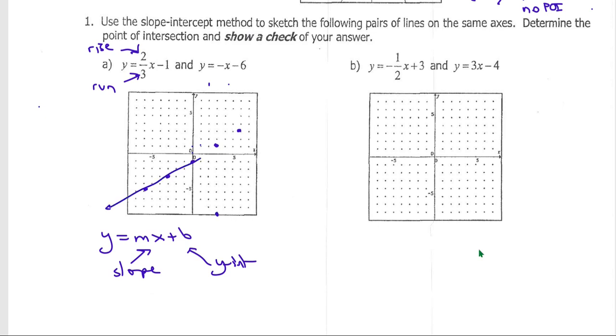I use a ruler, even though I'm not using it right now, but you should. Make the line really long, past the grid, arrowheads at the end, and then we write the equation of the line next to the arrow. Okay, that's the first line.